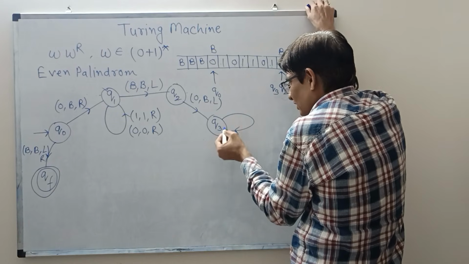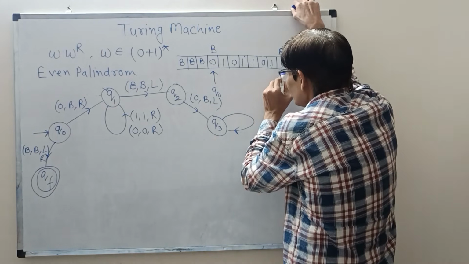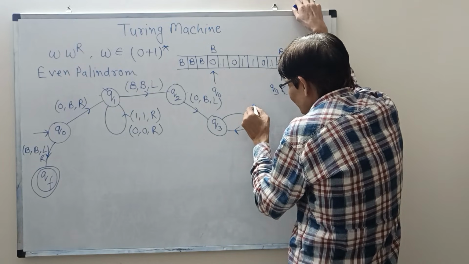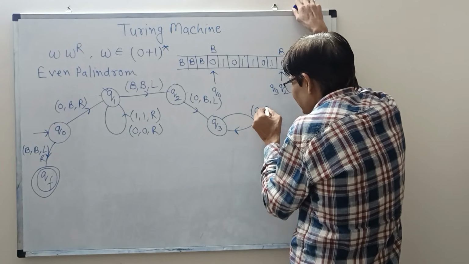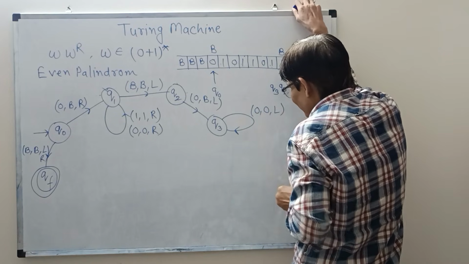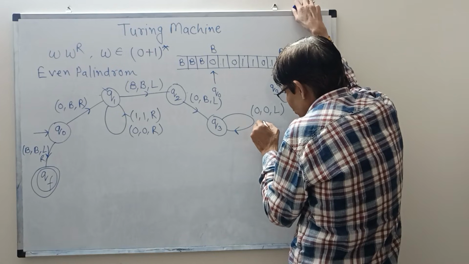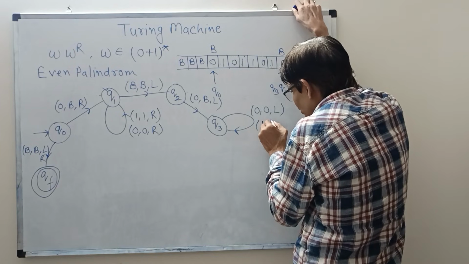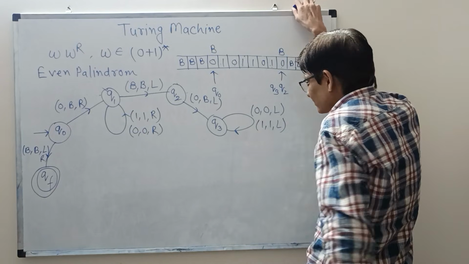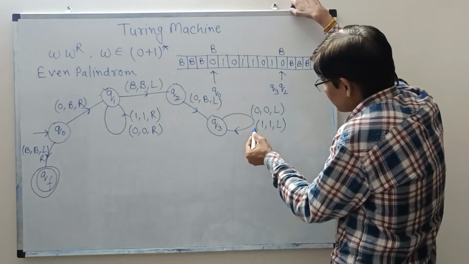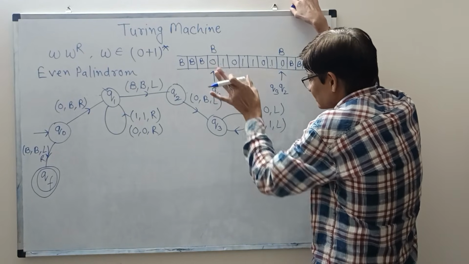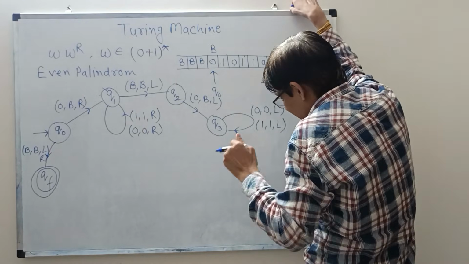You need to stick on Q3 and you need to leave all the symbols as they are. So I can create a self loop of 0 here. So 0 will be left as 0 only and you will continue moving towards left. In the same way, when you are getting 1 on Q3, you will leave it as it is, 1, and you will continue moving towards left. So on Q3, these two transitions will skip all these symbols in the reverse journey.